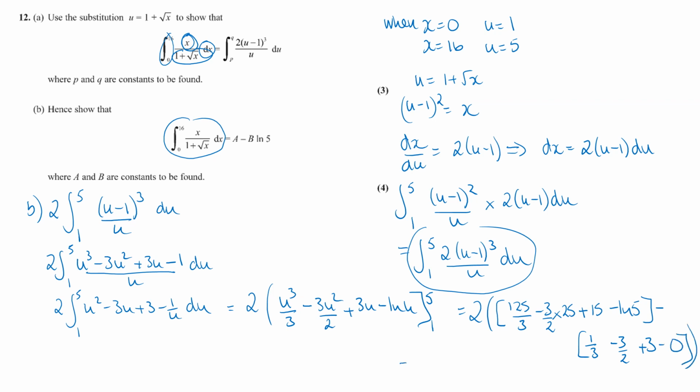And then if you put all that in your calculator, it comes to 2 times (52 over 3 minus the ln of 5). If you just multiply that 2 in, you're going to get 104 over 3 minus 2 ln of 5. So our A is 104 over 3 and B is going to be 2.